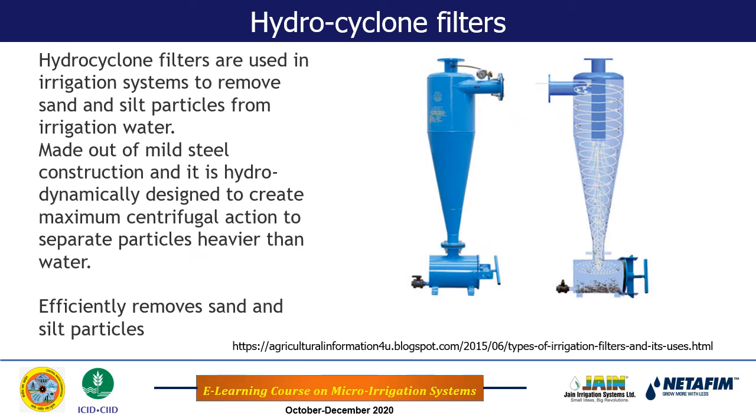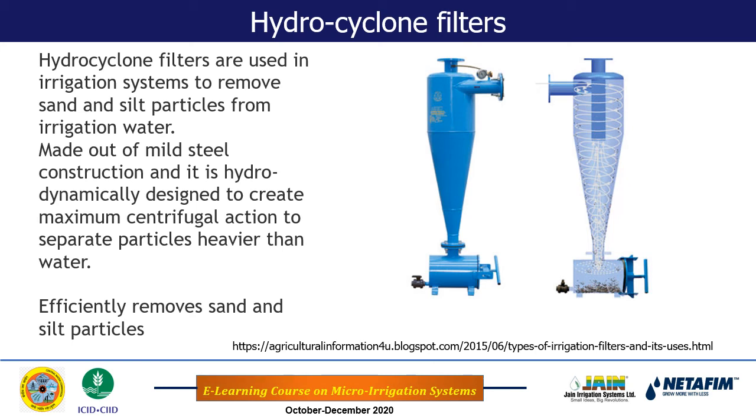Then the hydrocyclone filters. Hydrocyclone filters are used in irrigation systems to remove sand and silt particles from irrigation water. This is made out of mild steel construction, and it is hydrodynamically designed to create maximum centrifugal action to separate particles heavier than water. It removes sand and silt efficiently.